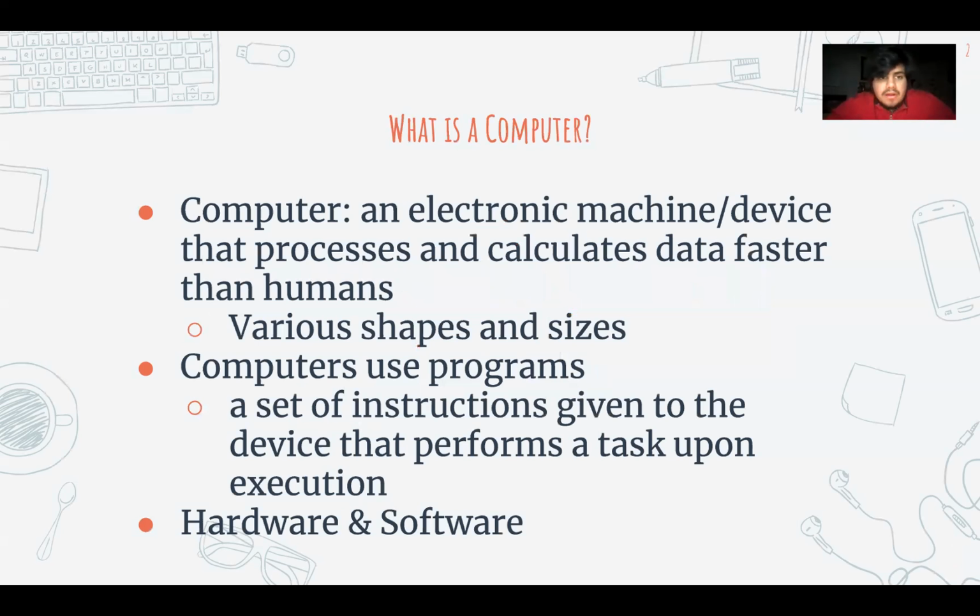What is a computer? A computer is an electronic machine or device that processes and calculates data faster than humans. These can come in various shapes and sizes, right? Computers don't have to be that standard laptop. A calculator such as this can technically be considered a computer because it can perform numerical operations that might take some time for us to do. We might need a piece of paper, or we could do it in our head, but it will take a lot of time. But this can do it immediately.